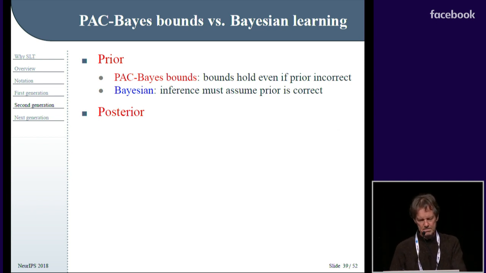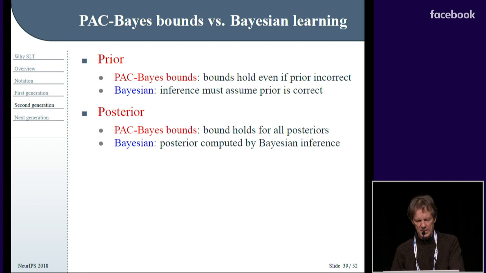If we look at the posterior distribution, again, there's a difference. The PAC-Bayes bounds, as I've emphasized, hold for all posterior distributions. But Bayesian inference can only really say anything about the posterior computed by Bayesian inference. Of course, there are approximations, and those are nice to do and work in practice, but there's a little bit of a mismatch between what the theory is saying you should do and what you're actually doing. But in the PAC-Bayes case, that's no problem. You can use whatever posterior you want. Again, it will simply affect the quality of the bound. But what you trade here is ability to compute the bound with the quality of the bound.